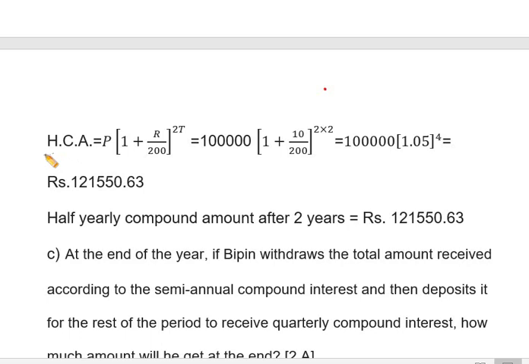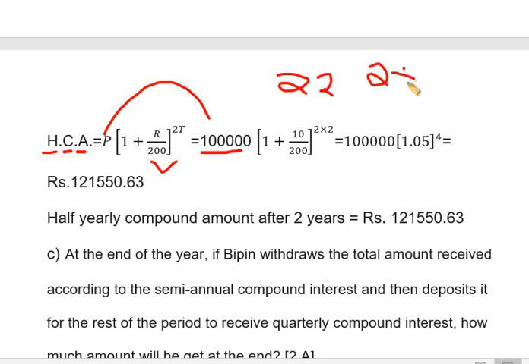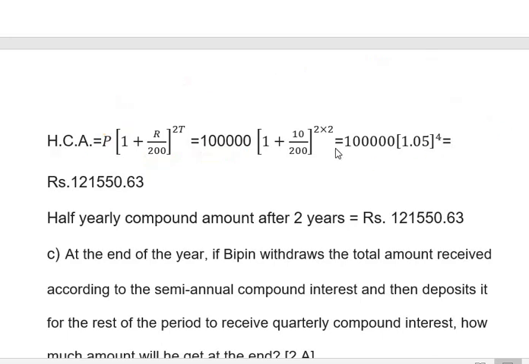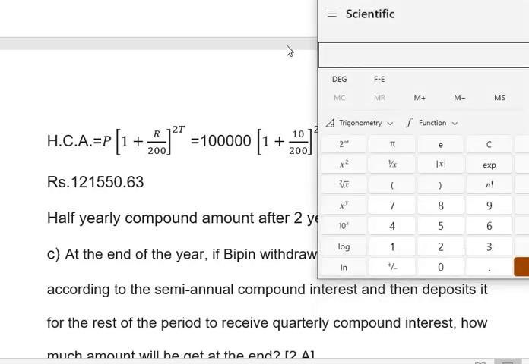So half yearly compound amount is P times (1 plus R by 200) to the power 2t. Now write P as 1 lakh, 1 plus 10 by 200, power 2 times 2. Not like this, not 2, 2. Now 2 times 2, right? It will be 4. Now 1 lakh. Now how to calculate 1.05?